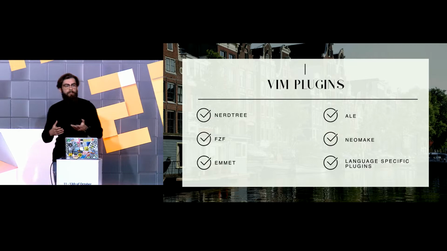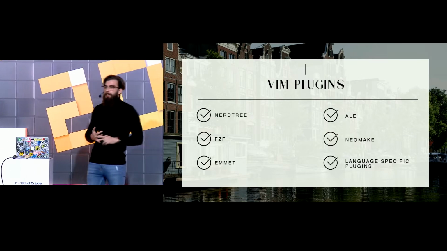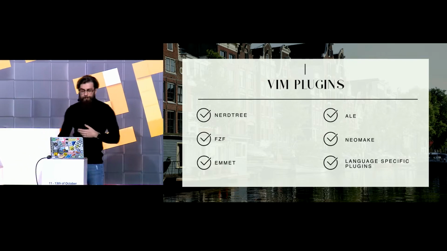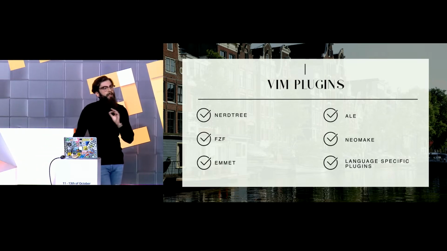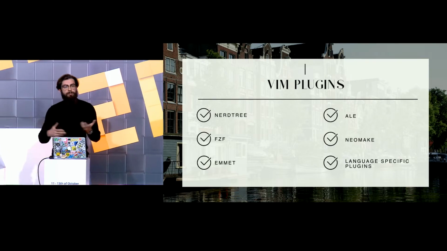So if you're using JavaScript, for example, you can configure it to run Prettier when you save files, or ESLint, or whatever linter or code formatter you're using. So it's very, very useful, very fast. Then there's also NeoMake, which allows you to run tasks asynchronously.